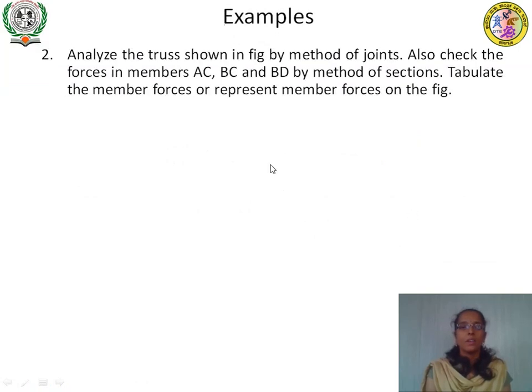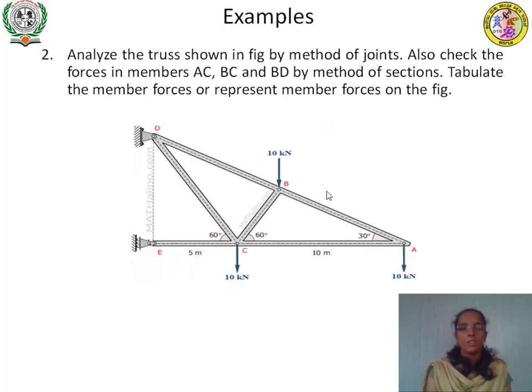So the example is like this: analyze the truss shown in figure by method of joints. Also check the forces in members AC, BC and BD by method of sections. Tabulate the member forces or represent member forces on the figure. Okay. So this is the given figure, a cantilever truss subjected to loading like this.